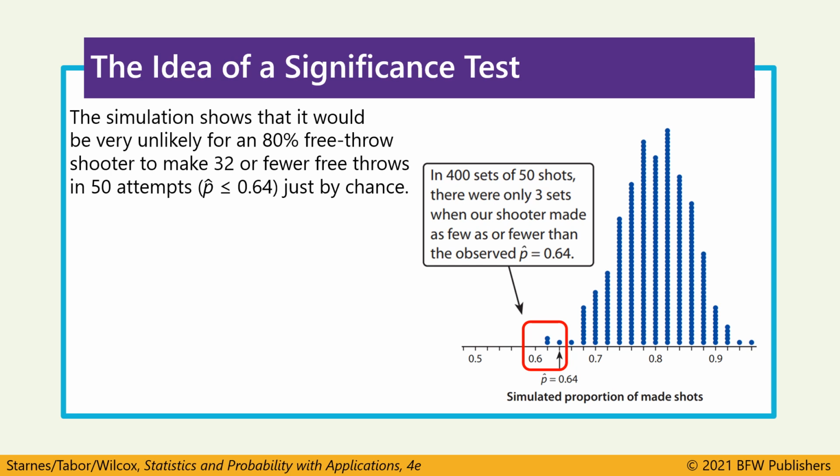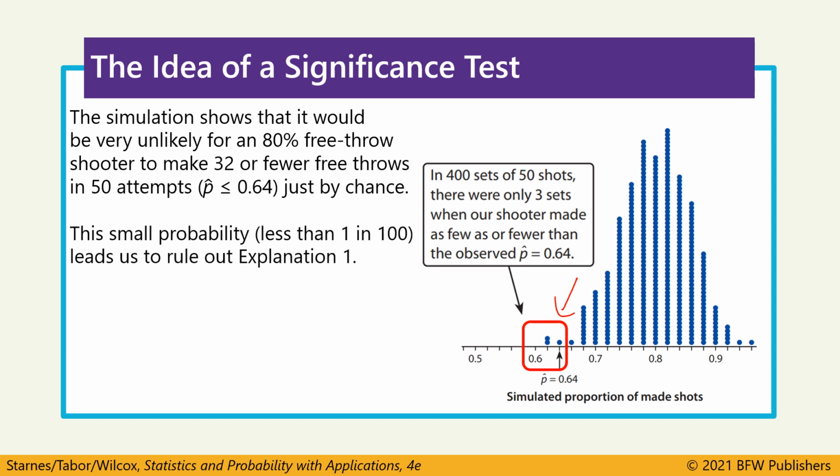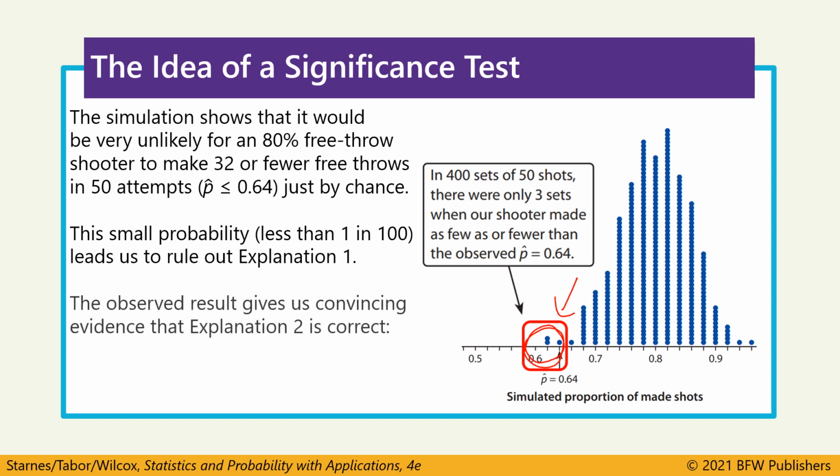Either we witnessed something that's extremely rare, extremely unlikely, and he just had extraordinarily bad luck when he went to shoot these 53 throws, or he's lying, and the reason that he's only making 64% is because in actuality, he makes less than 80% of his shots. So the fact that the probability of this occurring is so small lets us rule out that first explanation. This probably didn't happen by chance because it's an unlikely event, and instead this gives evidence that explanation 2 is correct. He actually makes less than 80% of his free throws.